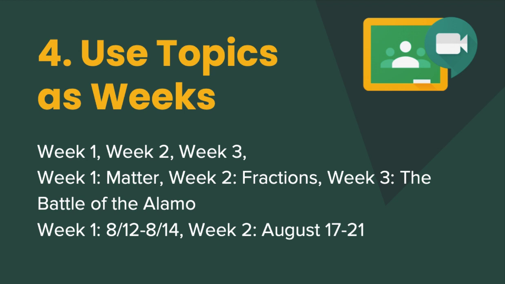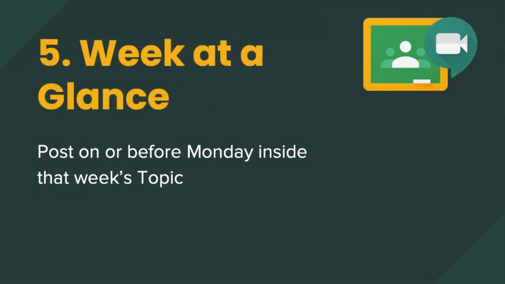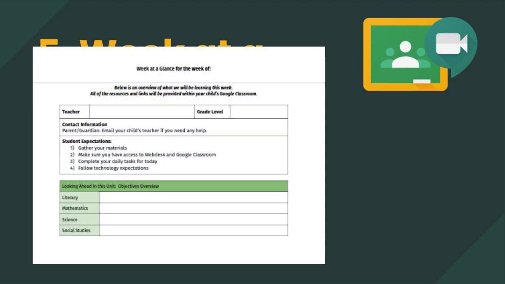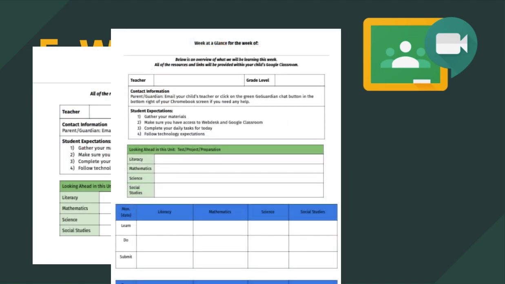You can add topics if you want, like Week 2, fractions, or states of matter, or you can add the calendar dates like Week 2, August 17 to 21. Academic Services has created a Week at a Glance template for all teachers. We have a different version for pre-K teachers, K-5 teachers, and secondary teachers.